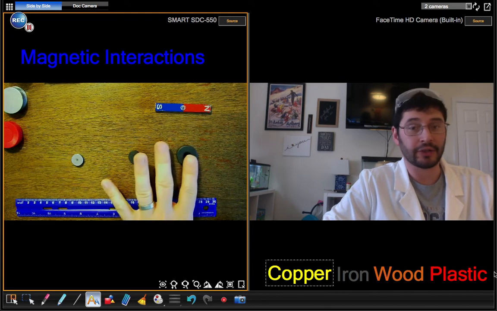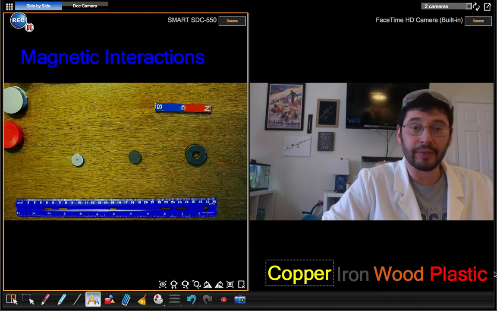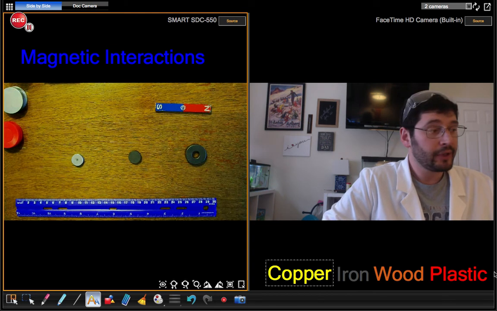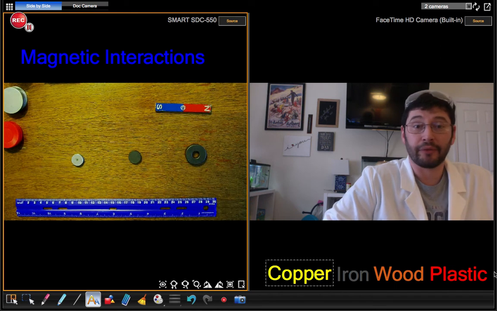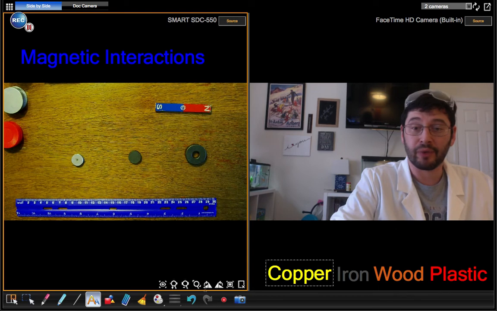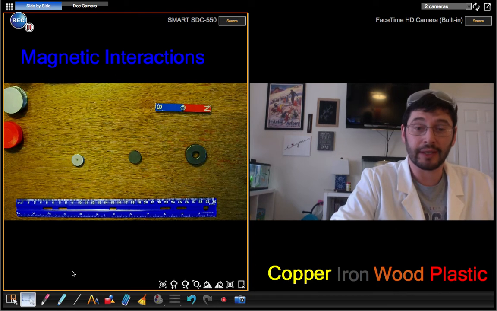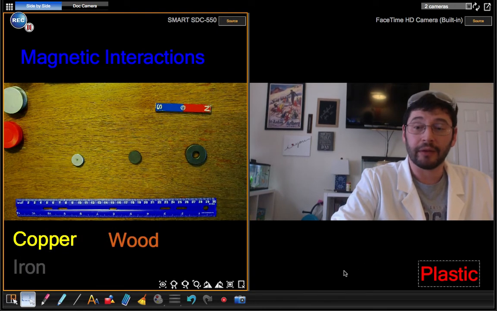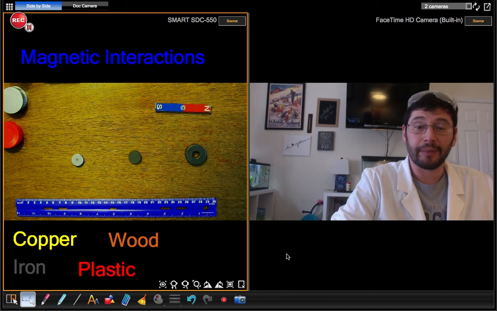And then we have these, which are actually called ceramic magnets, and they're made out of clay with iron filings in them. We're going to be looking at how these different materials interact with other types of materials. Down at the bottom I have put 4 different materials that we are going to be looking at today: copper, iron, wood, and plastic. We're going to see how these different materials interact with magnets.